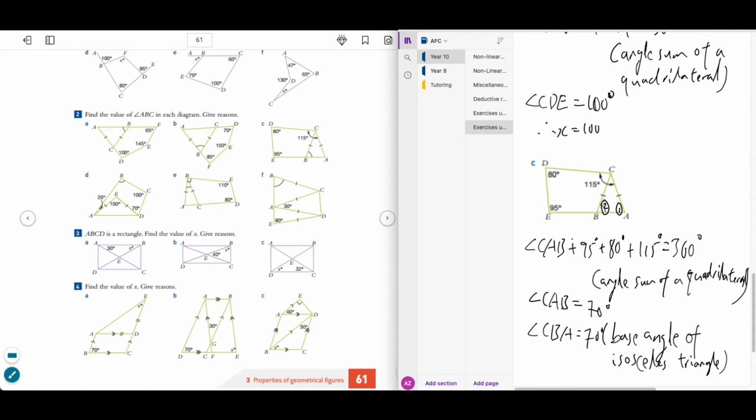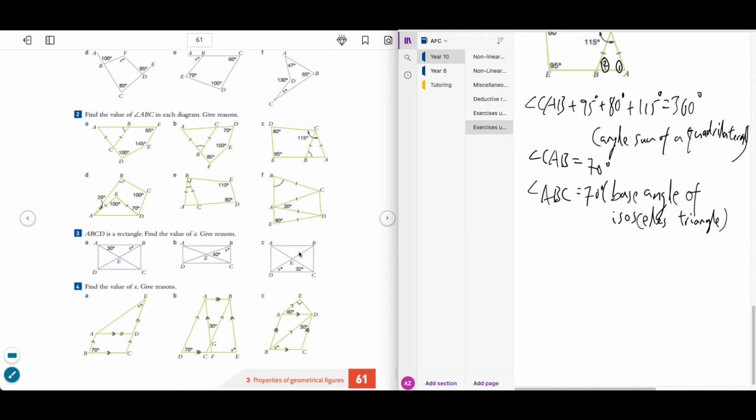And then once you're done with that, actually I shouldn't have written angle CBA because the question says angle ABC, but they're basically the same angle, so I'm just going to change this to ABC, right? And that's your answer. It says find the value of ABC, and I found the value of ABC.